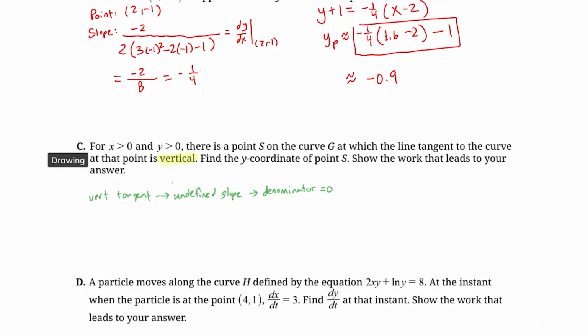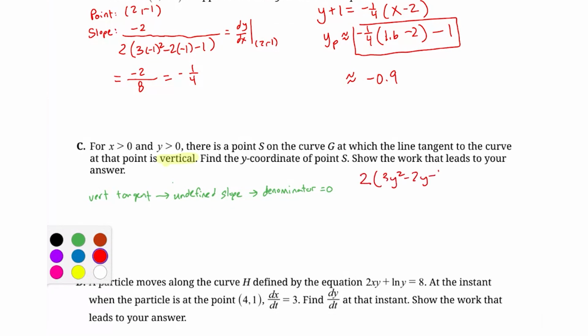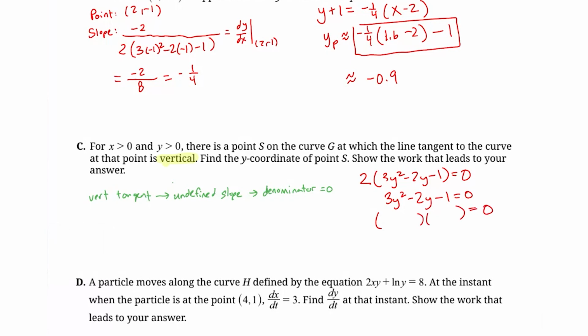So let's take that denominator, 2 times 3y squared minus 2y minus 1 equals 0. Set it equal to 0, and then solve for y. Here we could divide both sides by 2 and get 3y squared minus 2y minus 1 equals 0. Here's kind of an unusual factoring where the leading coefficient's not 1. Luckily, all the numbers are pretty small, so factoring shouldn't be too terrible. But usually that leading coefficient's 1, so I'm a little surprised that they threw in one with a leading coefficient of 3, but it is what it is.